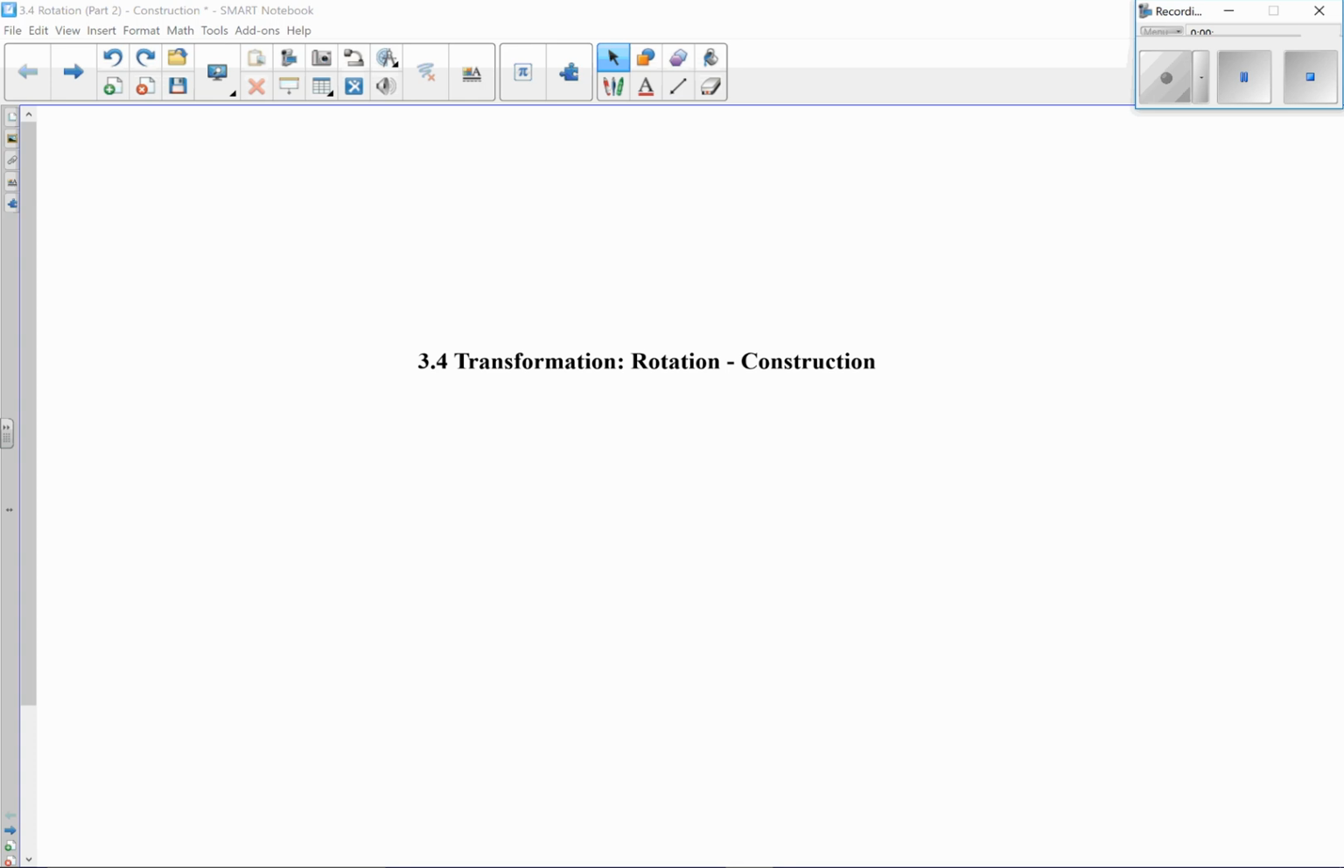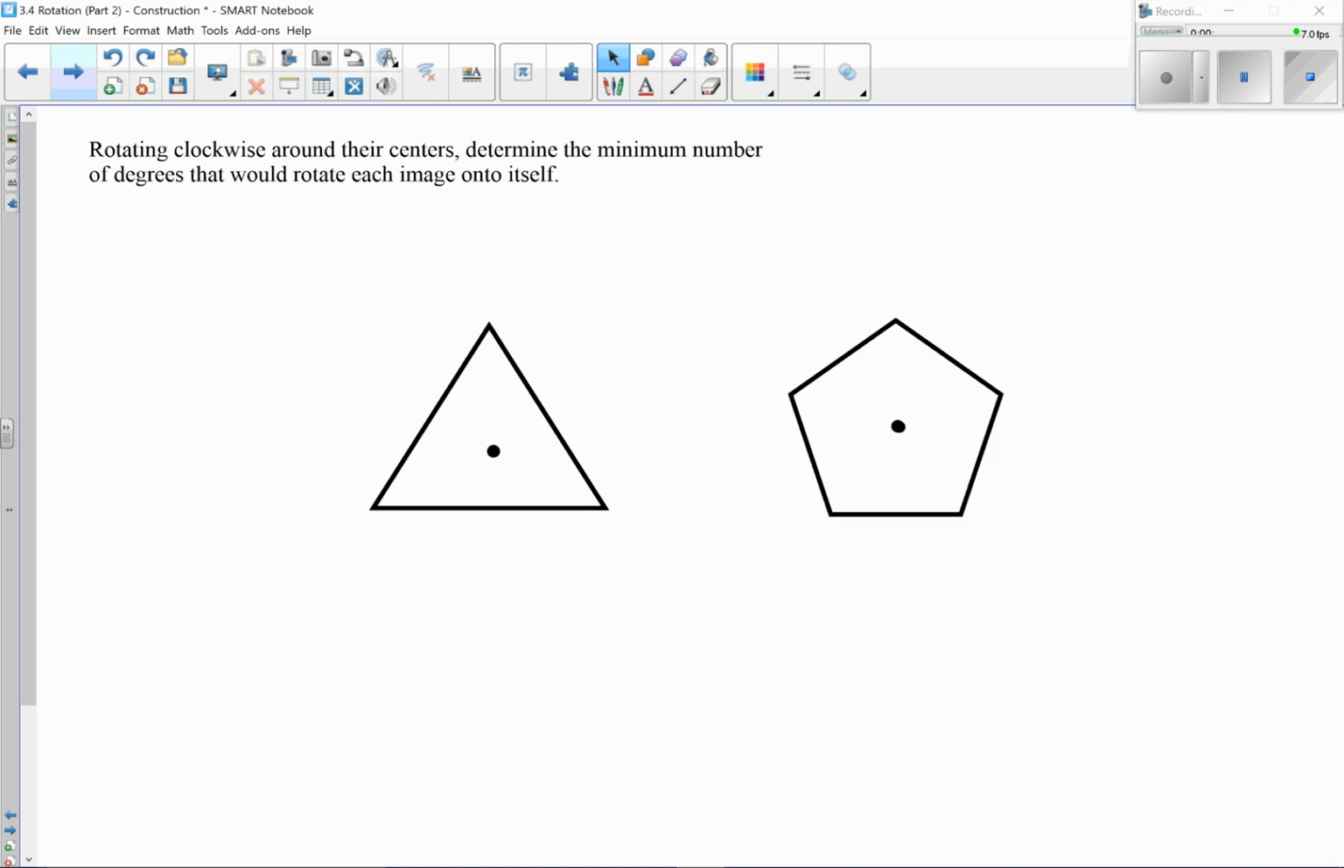0.4. This is the rotation as well, but this is primarily dealing with the construction process of that rotation. But before we get into that, let's understand what's going to happen if we have to rotate a figure around its center. In this case, we're asking to determine the minimum number of degrees that this would have to rotate around itself to be back to exactly how it looks right now.